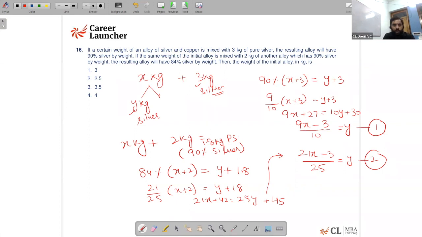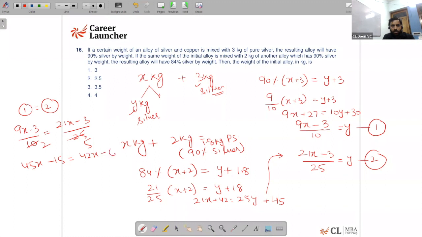So if I write 1 equals 2, therefore 9x minus 3 upon 10 is equal to 21x minus 3 upon 25. So 5 twos are 10, 5 fives are 25, cross multiply will lead to 45x minus 15 is equal to 42x minus 6. So therefore 3x is coming out to be nothing but 9, or x is coming out to be nothing but 3 kg, which is the answer to this question. So you have to go step by step. This is how we'll be doing it.